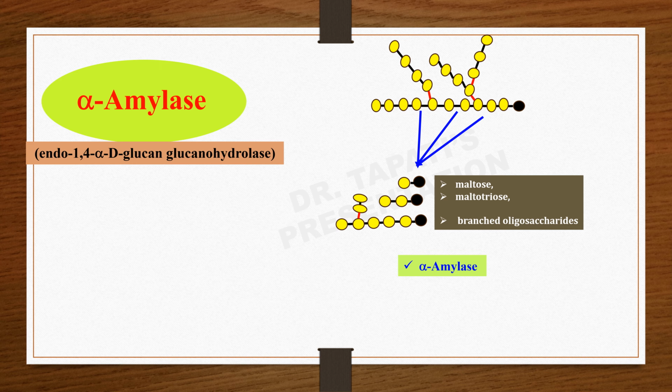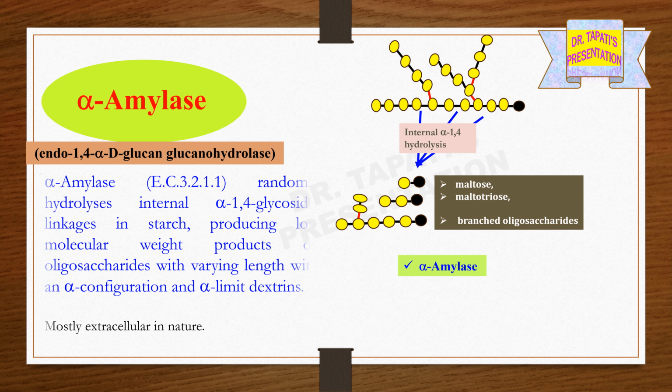Alpha-amylase is one of the most popular and important enzymes with wide industrial applications. This enzyme is endo-amylase because it acts on internal alpha-1,4 glycosidic linkages present in starch molecules, producing low molecular weight products of oligosaccharides with varying length with an alpha configuration and alpha limit dextrins. This type of enzyme is mostly extracellular in nature.